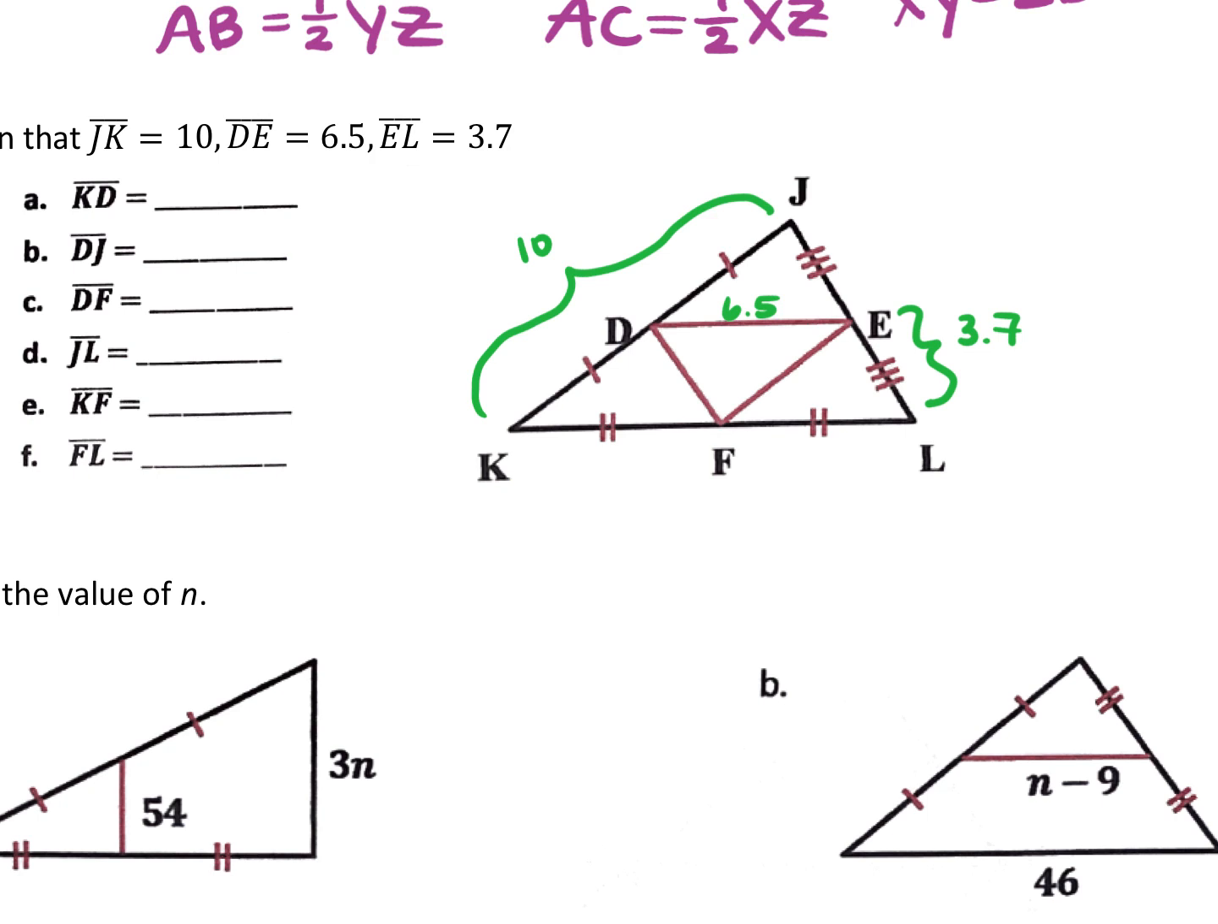Can anyone tell me what KD will be? 5. It would be 5. Notice these are congruent, right? Because this is a midpoint. So this is going to be 5 and 5. So KD would be 5 and DJ would be 5.